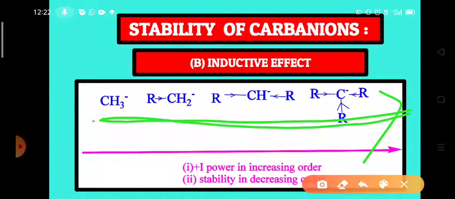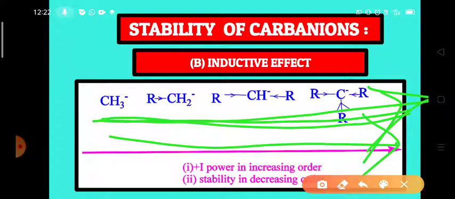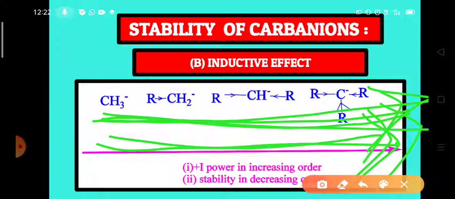So this is the stability decreasing order and plus I power increasing order. Plus I power increasing order or stability decreasing order. Okay.